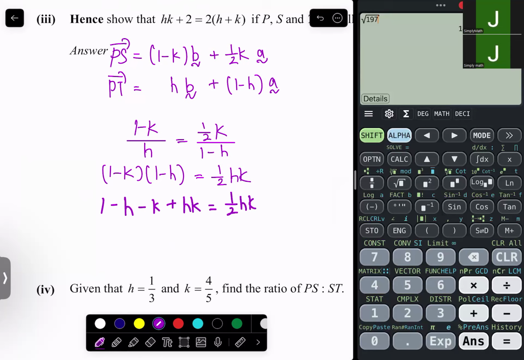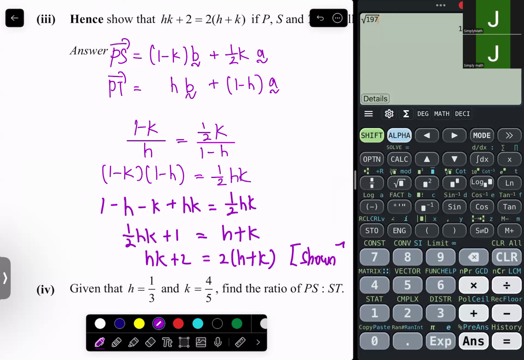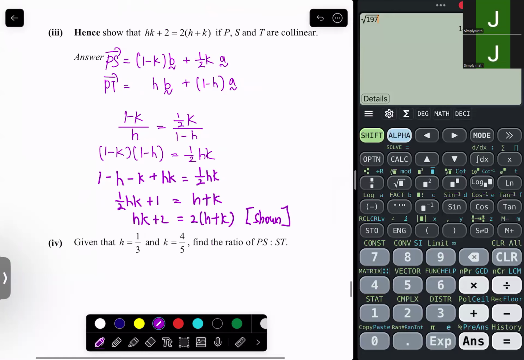Okay, so times 2, right? So we'll have, bring the HK to the other side. So we'll have half HK plus 1 equals to H plus K. So times 2, HK plus 2 equals to 2 bracket H plus K. Sure. Okay, so not worth it for 1 mark.